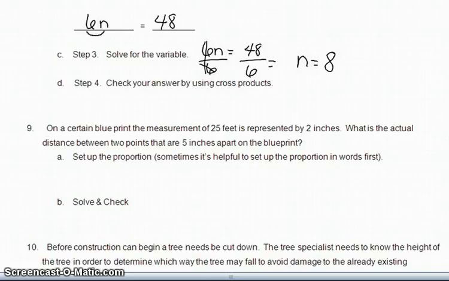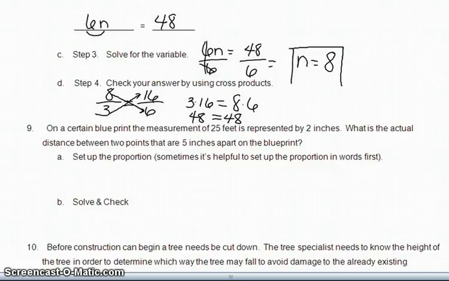The next thing, and the last step, is to check your answer. We can do that just by using the cross products and going back to our original setup. So I have 8 is to 3 as 16 is to 6. Now I take the cross products, and if I've not made an error, they should be equal. 3 times 16 should equal 8 times 6. This is 48 equals 48. My answer is correct. So my missing value is 8.